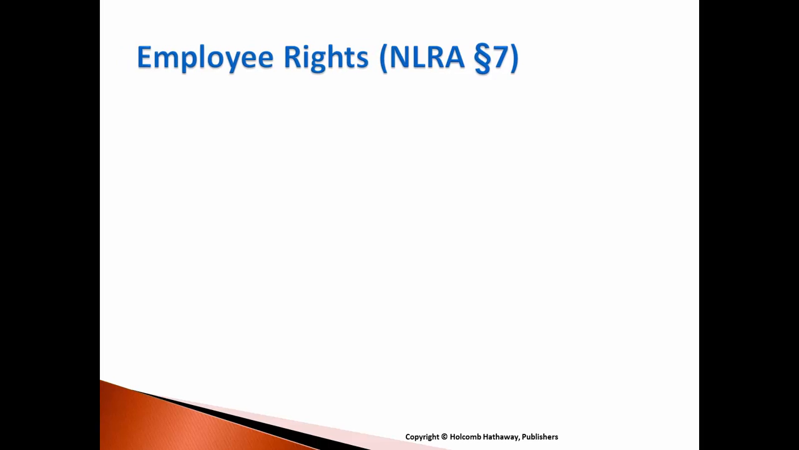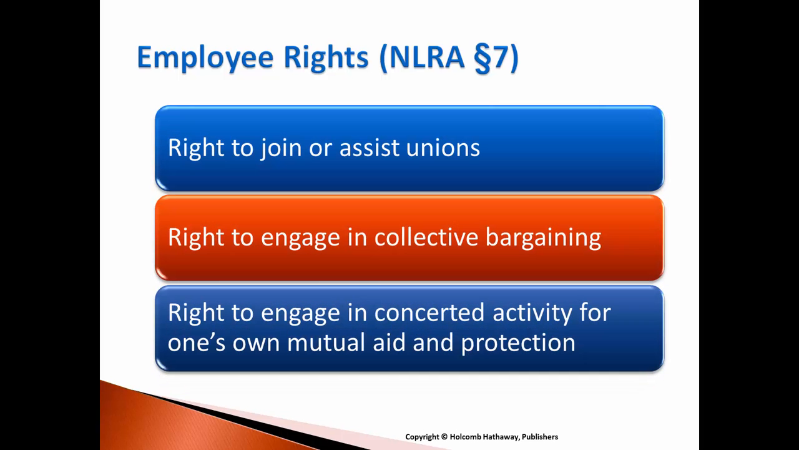Now, employee rights. Section 7 of the National Labor Relations Act basically says that you have a right to join or assist unions. They also have the right to engage in collective bargaining and the right to engage in concerted activity for one's own mutual aid and protection. These rights are guaranteed, so workers can choose to join unions.